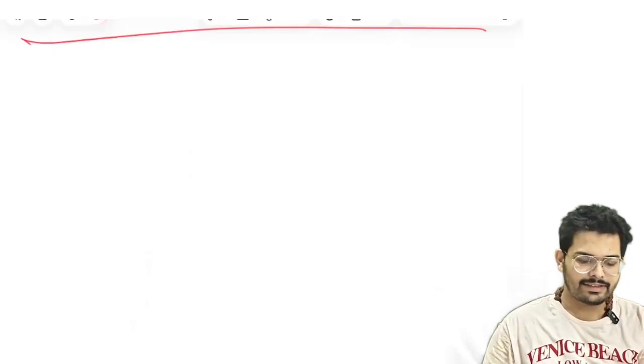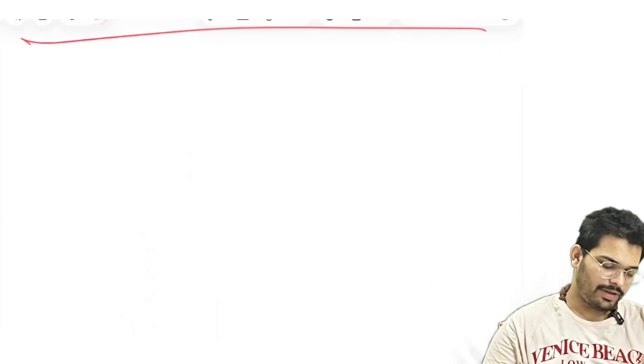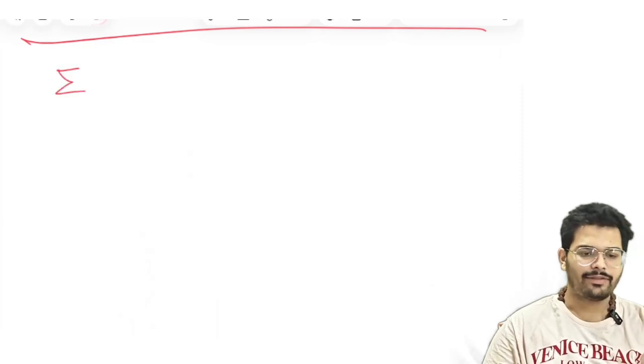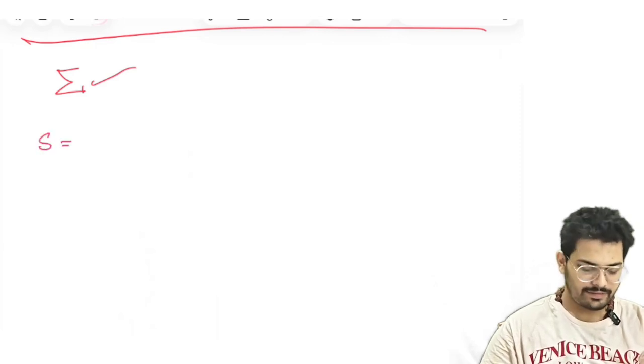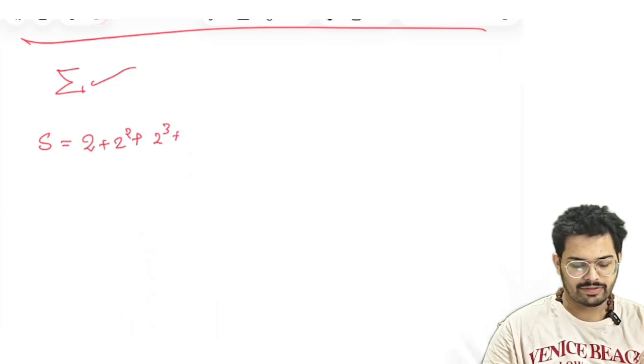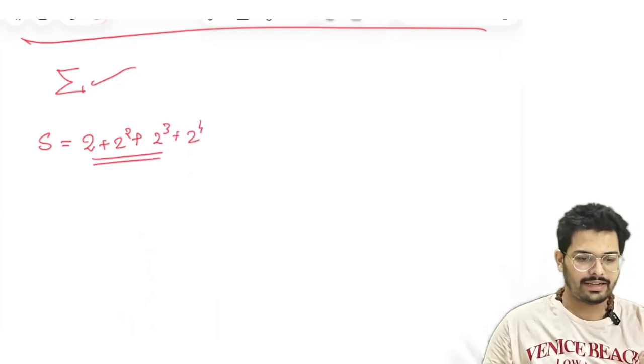In this video, we will be discussing the basic logic of sigma or summation. For sigma or summation, we will use the Greek alphabet. This alphabet is known as sigma. Now, if we have a sum of the series as 2 plus 2 square plus 2 cube plus 2 raised to 4, this summation you can express with the letter sigma.